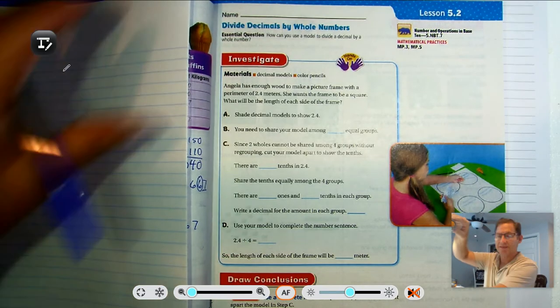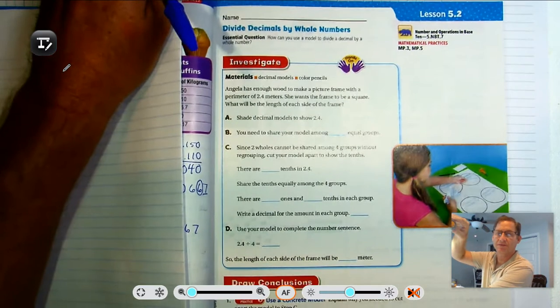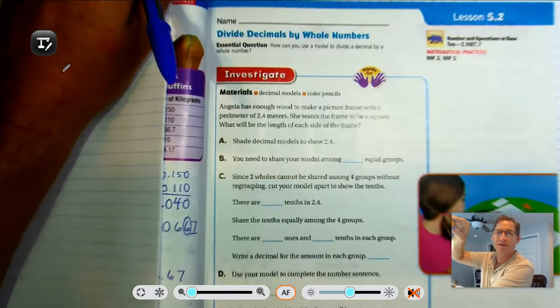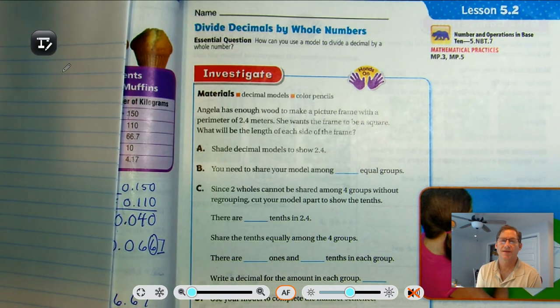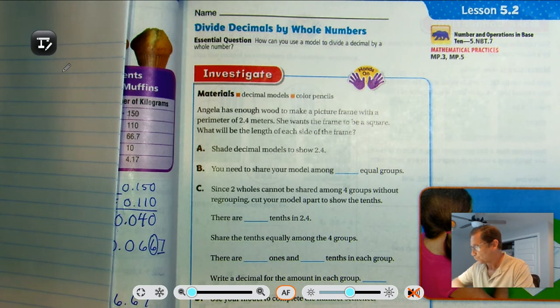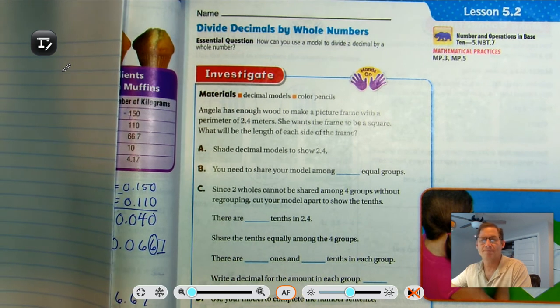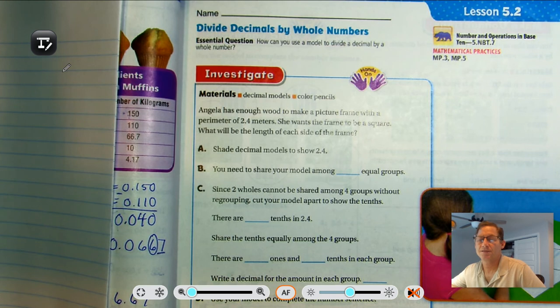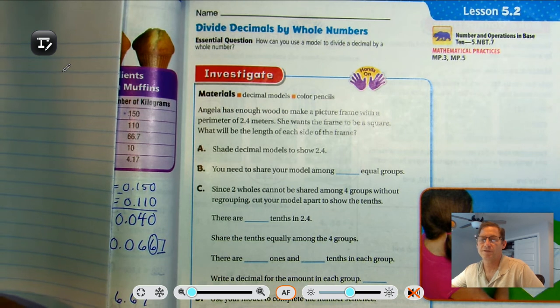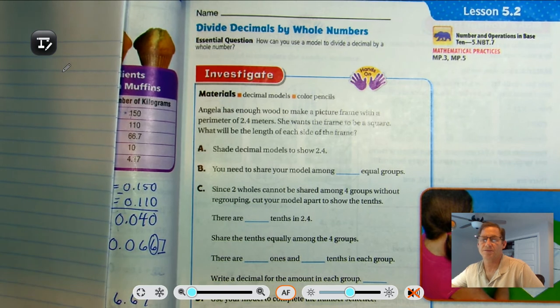Hello, everybody. So let's continue our discussion of division with decimals. And in lesson 5.2, we're going to be talking about dividing decimals by whole numbers. And our essential question is, how can you use a model to divide a decimal by a whole number? Well, we're going to use decimal models to represent this. I'm actually going to use squares, lines, and dots to represent whole numbers, tenths, and hundredths.